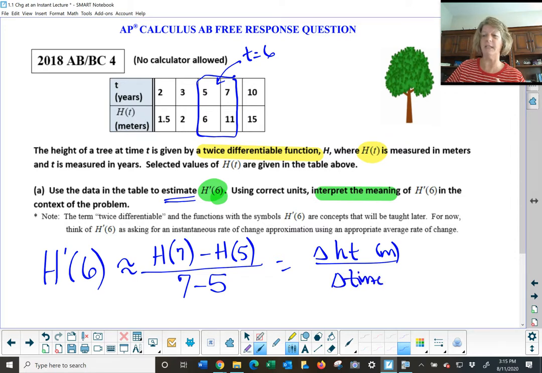I could have put little t. I just gave you a little bit more to go on. This will be in, not seconds, in years. It would be difficult to notice the change in a tree in seconds, right? In a year, maybe we can detect it. All right, so we got change of height over change of time, and I've got to put in the numbers.